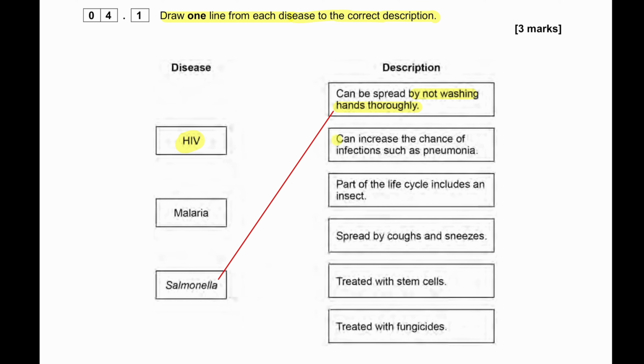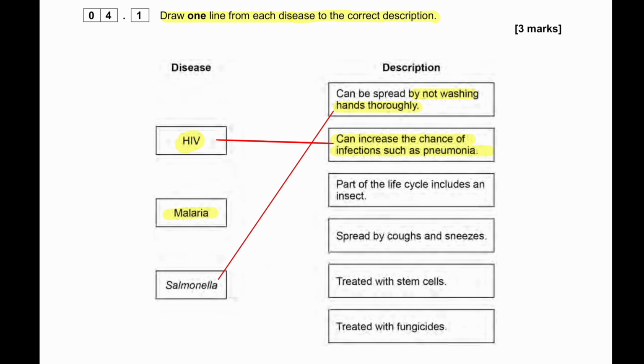HIV can increase the chance of infection such as pneumonia. When HIV turns into AIDS, it increases the chance of opportunistic infections such as pneumonia. Normally a person will not get pneumonia. Generally, the immunity will protect the person. However, a person with HIV can easily contract pneumonia when the person catches a cold.